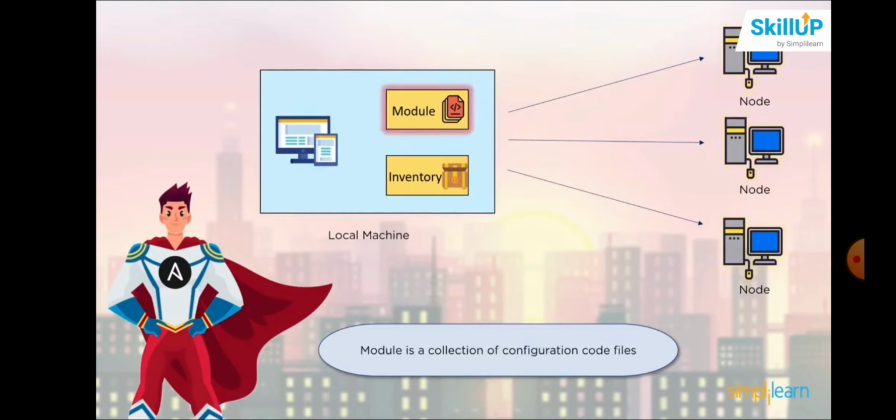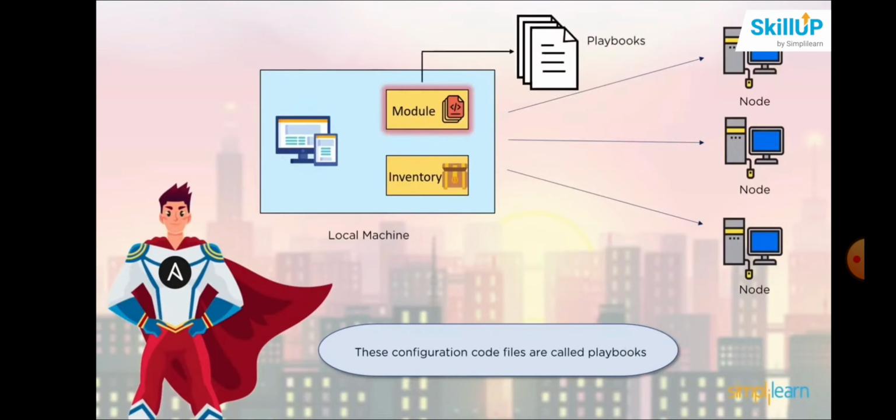At your local machine, you also have a module. A module is a collection of your configuration files. And in case of Ansible, these configuration files are called playbooks. Playbooks are written in YAML. YAML stands for YAML ain't a markup language, and it is honestly the easiest language to understand and learn since it's so close to English.